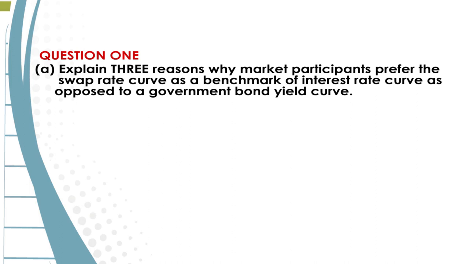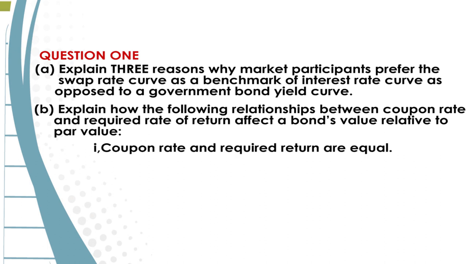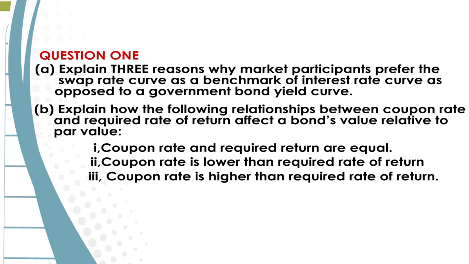Now let's move on to part B of the question, which reads, explain how the following relationships between coupon rate and required rate of return affect a bond's value relative to par value. Roman 1, coupon rate and required return are equal, 2 marks. Roman 2, coupon rate is lower than required rate of return, 2 marks. Roman 3, coupon rate is higher than required rate of return. That is a B.